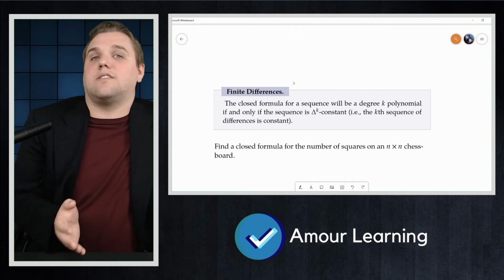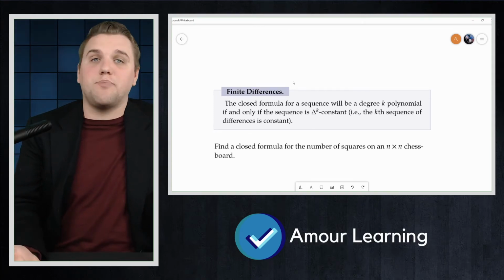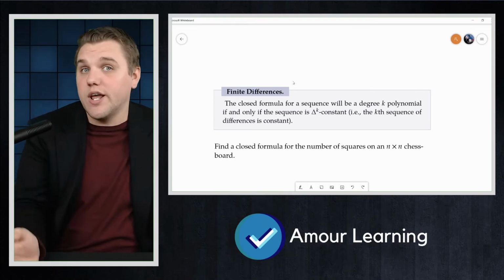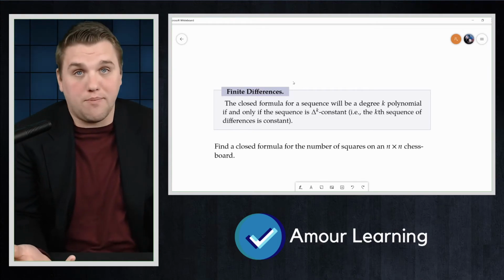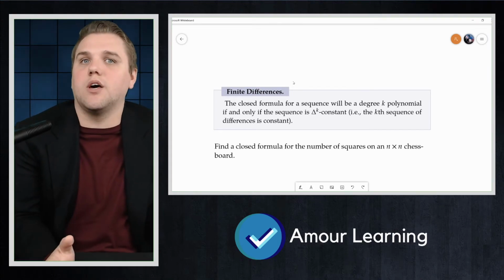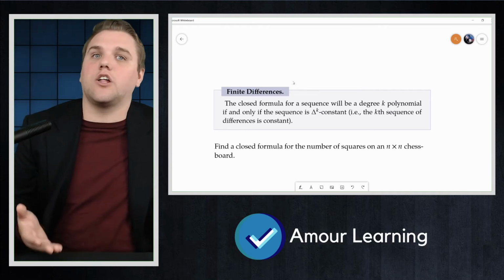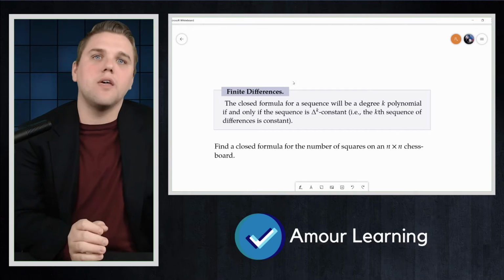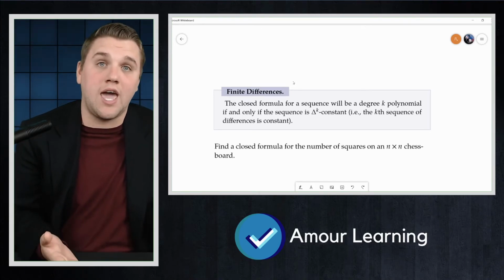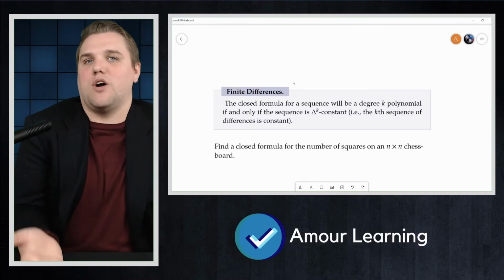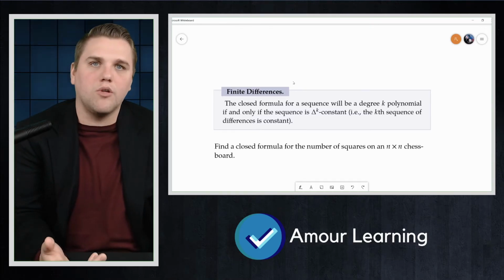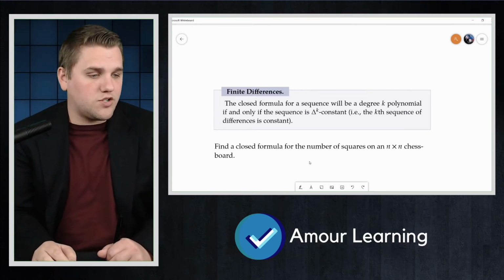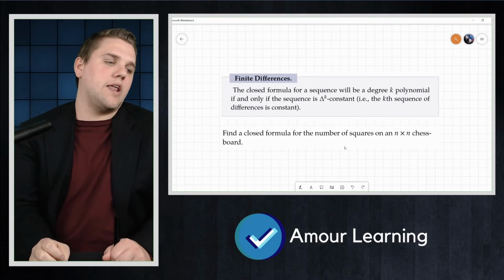So this tells us that the sequence of numbers of squares on a chessboard, which is 1, 5, 14, 30, 55, which we saw to be delta 3 constant, will have a cubic, degree 3 polynomial for its closed formula. Now, once we know what format the closed formula for a sequence will take, it's much easier to actually find the closed formula. In the case that the closed formula is a degree k polynomial, we just need k plus 1 data points to fit the polynomial to the data. So let's solve the chessboard problem once and for all. We're going to find the closed formula for the number of squares on an n by n chessboard.